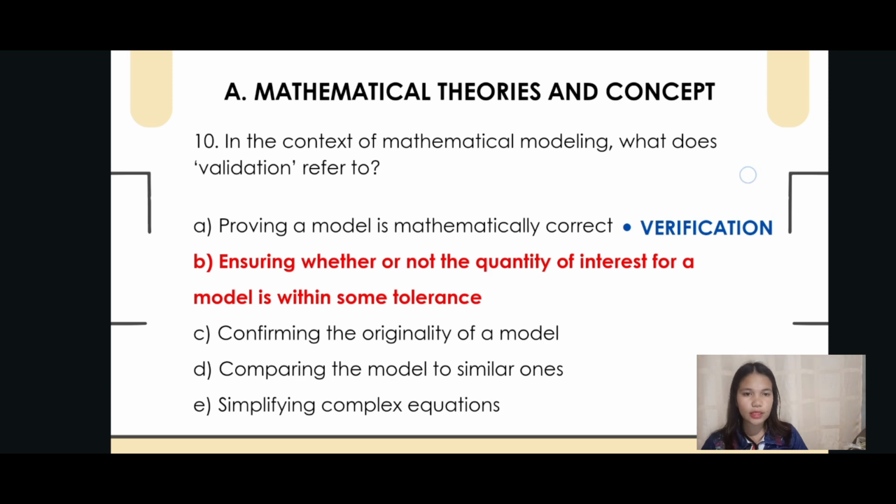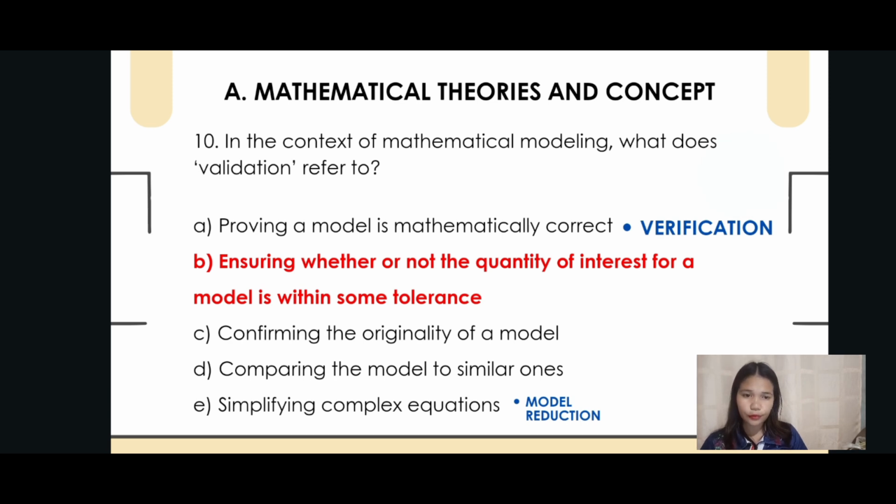Because validation focuses on testing the model's accuracy against real-world data or known outcomes, not simply comparing it to other models. So last is letter E, simplifying complex equations. This is an aspect of model reduction or model simplification, which is a different process. While simplifying a model might be necessary to make it more computationally feasible or understandable, it is not the same as validation, which focuses on assessing the model's ability to represent real-world data accurately.